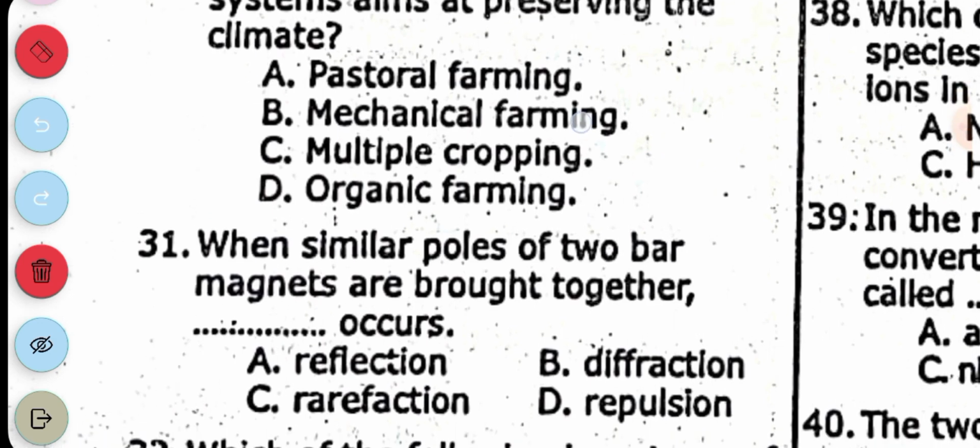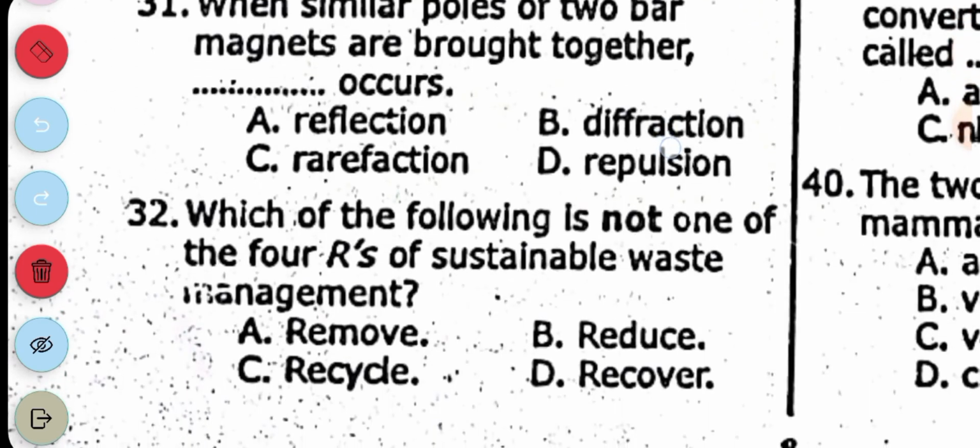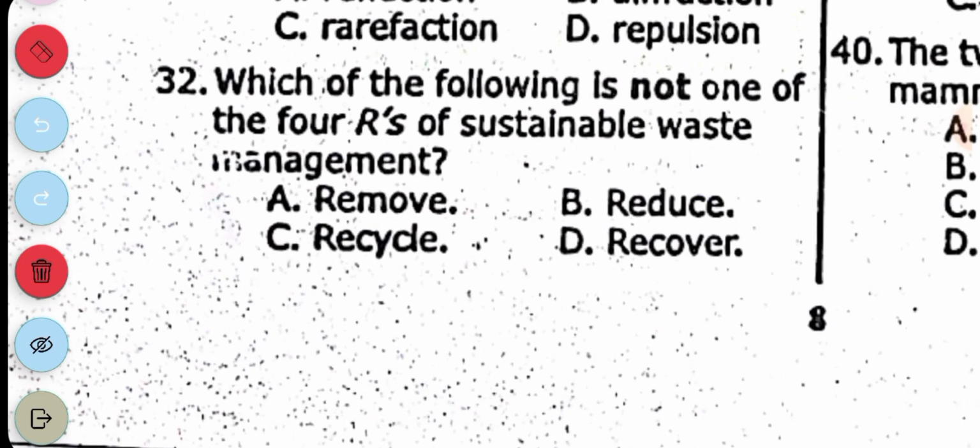31. When similar poles of bar magnets are brought together, dash occurs: A. Reflection, B. Diffraction, C. Rarefaction, D. Repulsion. And when you have similar poles, there's going to be repulsion, so D. 32. Which of the following is not one of the R's of sustainable waste management? A. Remove, B. Reduce, C. Recycle, D. Recover. The answer to question 32 is remove, A.